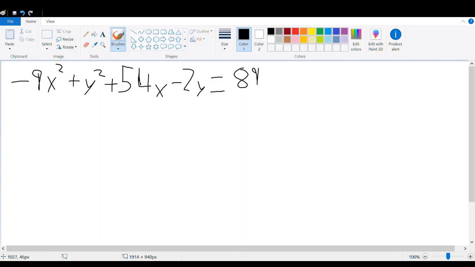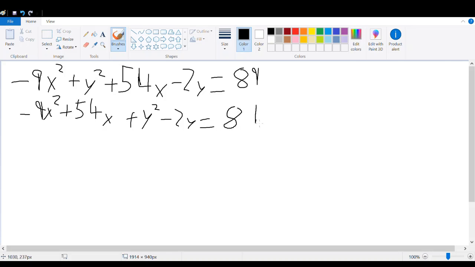I'm going to put everything on one side just together. So I'm going to have negative 9x squared plus 54x. And I'm going to factor stuff out later. Plus y squared minus 2y equals 80, 9.